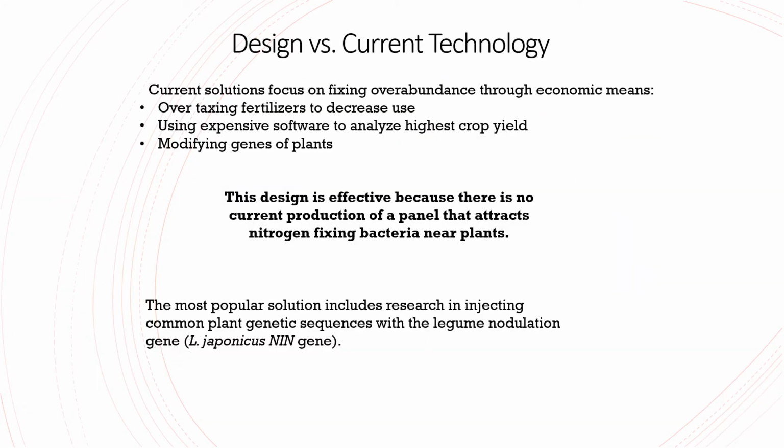This design was proposed on the basis that current technologies focus on resolving fertilizer overuse by taxing fertilizers or using expensive software. However, this design is innovative in the fact that there is no current production of a panel that attracts nitrogen-fixing bacteria near plants. The closest technology involves the injection of the legume nodulation gene into other plants.